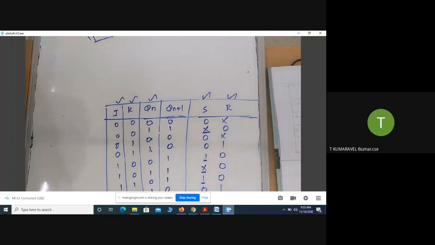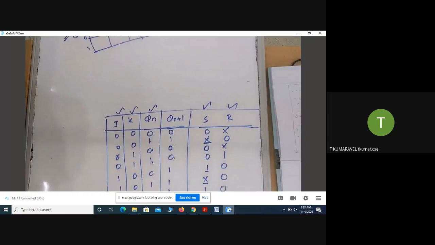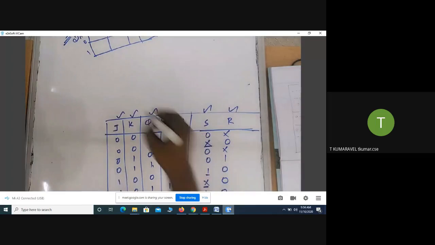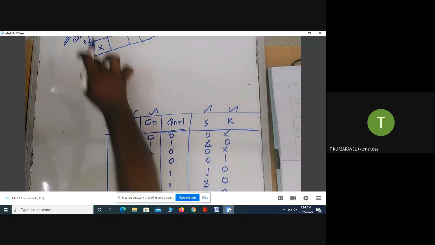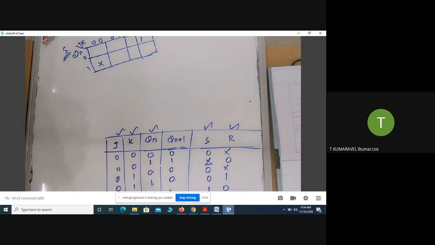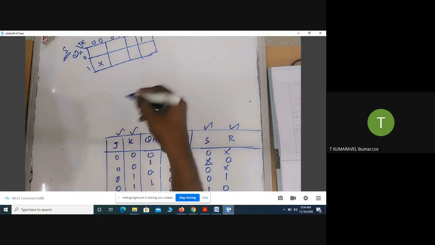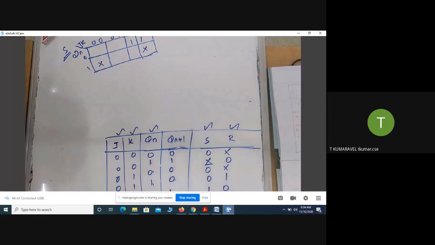Q value equal to 1 and JK value equal to 0, 0, then 1, 0. Don't care conditions are available. What is the next? 0, 1, 0, 0, 1, 0. I hope you understand how to fill up the table. I simply keep on proceeding. If you fill up the table, your table should appear like that. And then what is the next step?